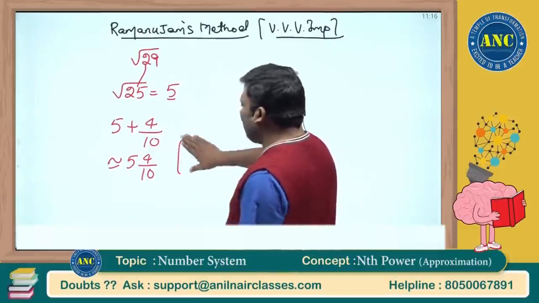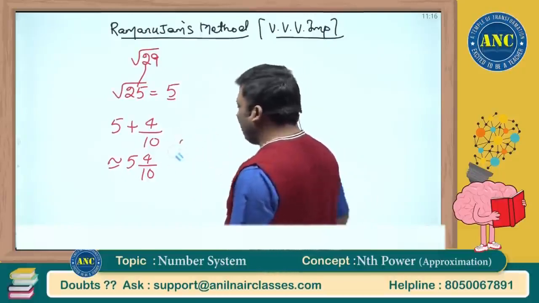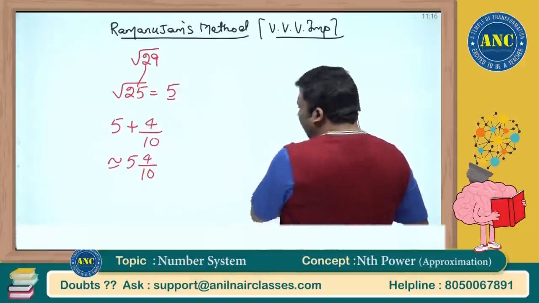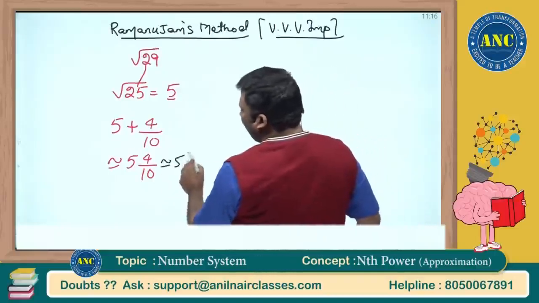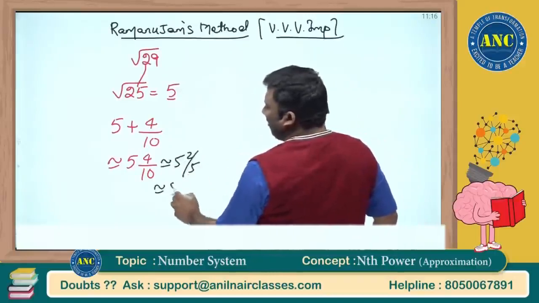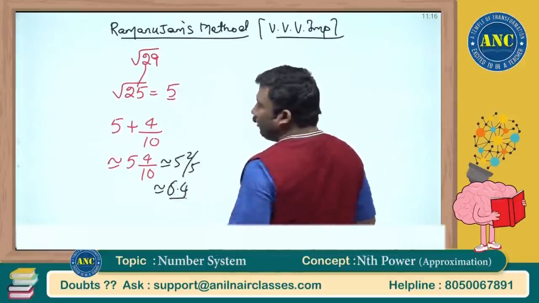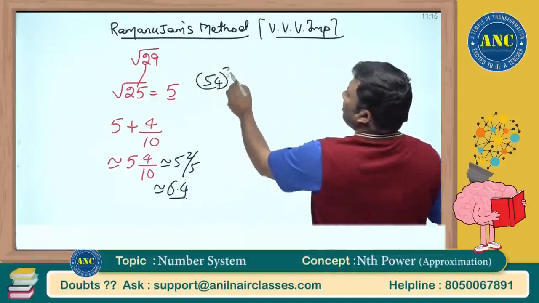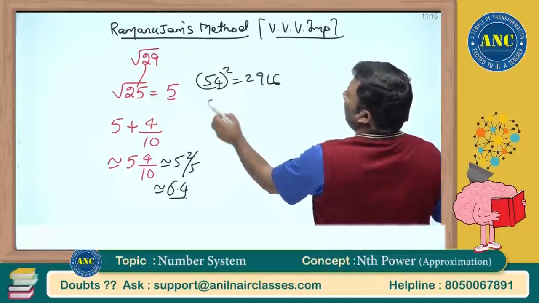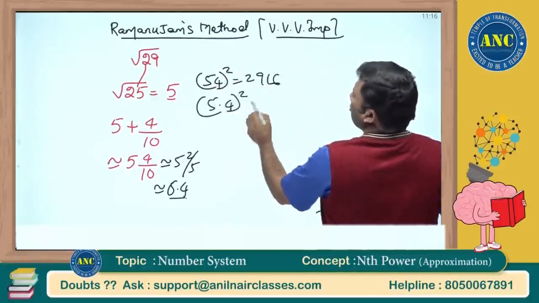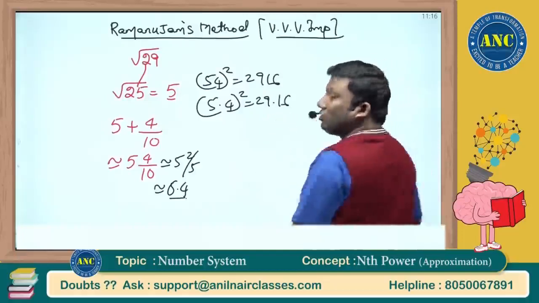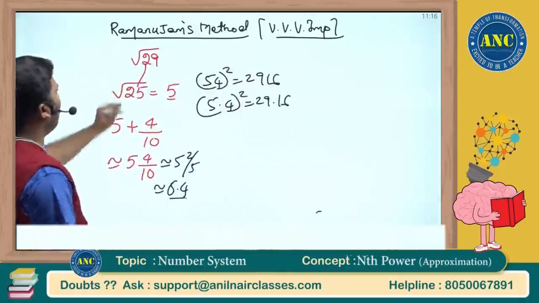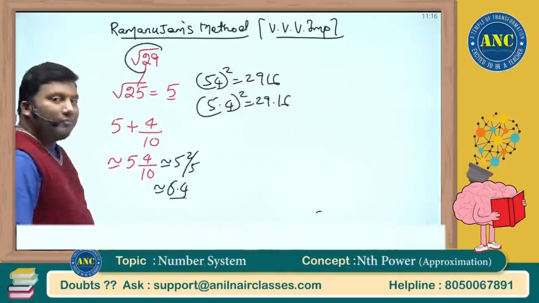I hope it is clear. Don't do all this. 5 4 by 10 is 5 2 by 5. It is approximately 5.4. 54 whole square is 2916. 5.4 whole square is 29.16. 29.16 is very, very close to 29. So the square root of 29, this is the value.